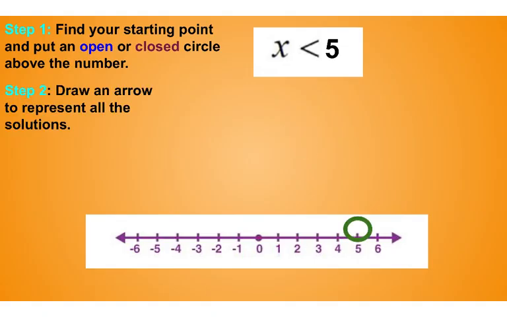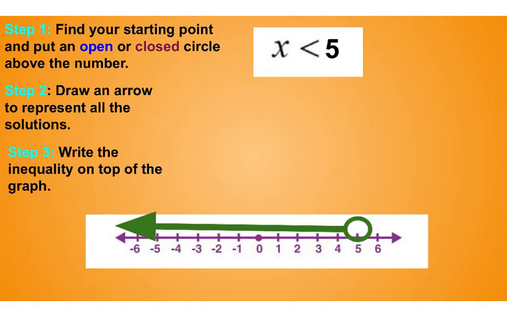Now we have to decide where we draw our arrow. Well, since x is less than 5, we're going to draw our arrow to the less than numbers or the less than side where all the negative numbers are. The last thing I'm going to do is write that inequality on top of the graph. And once again, that's all you have to do.